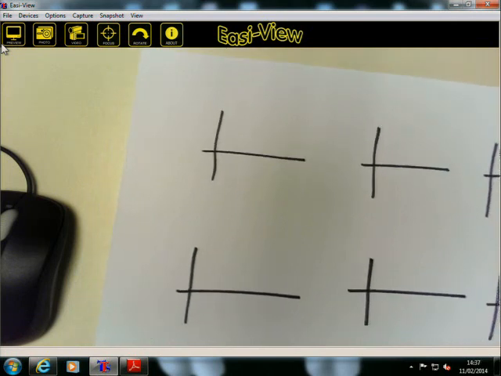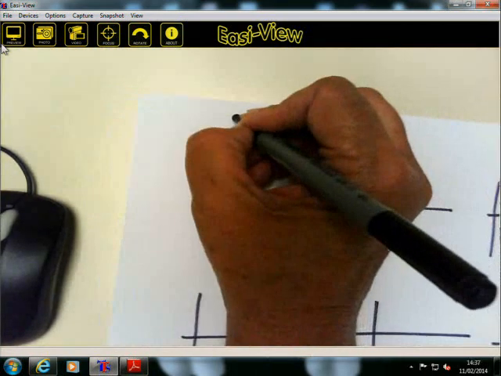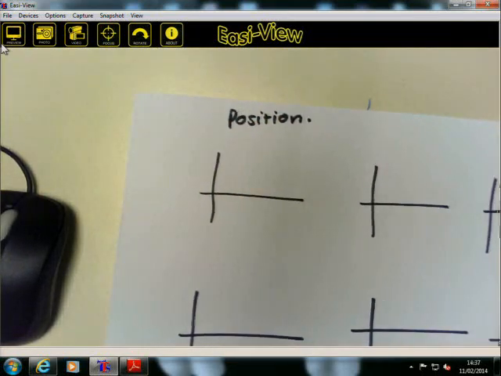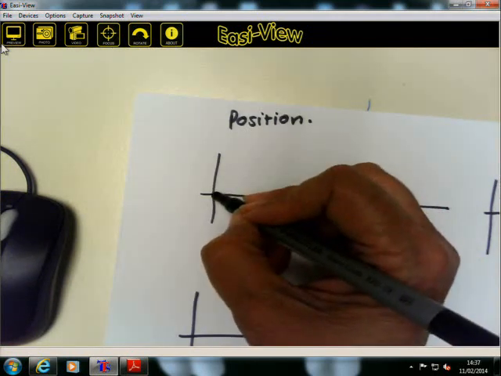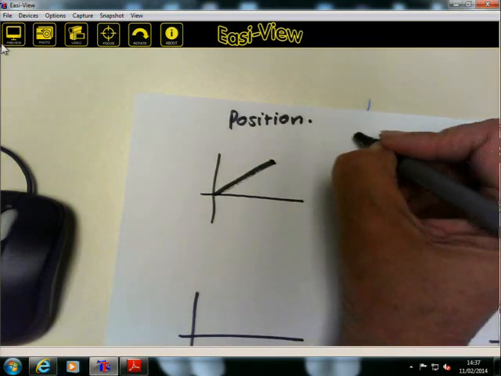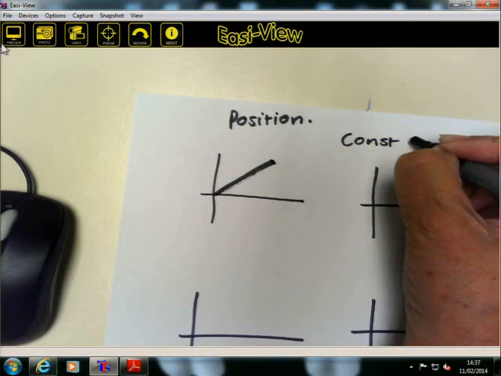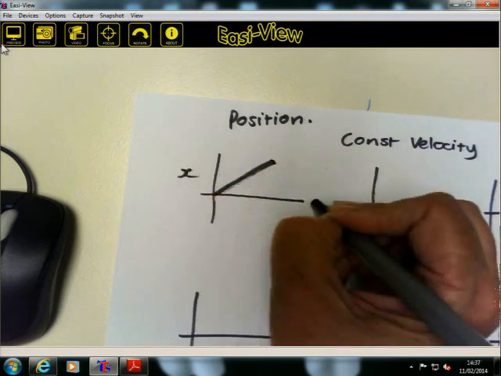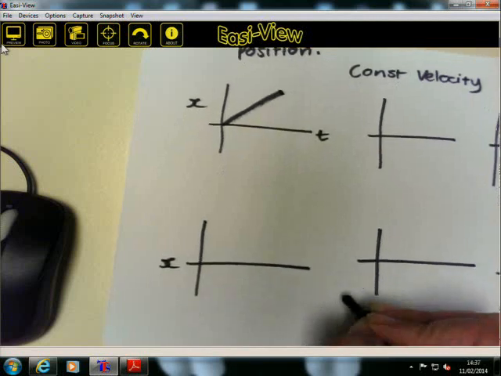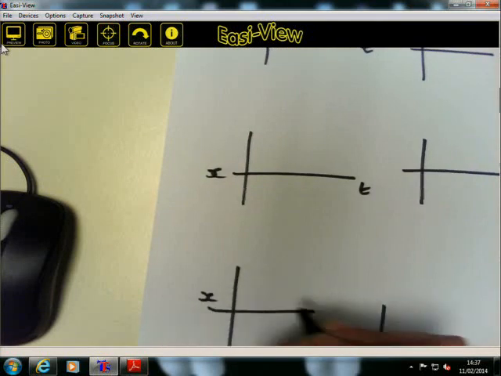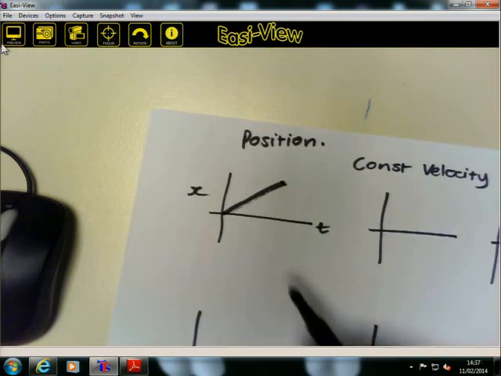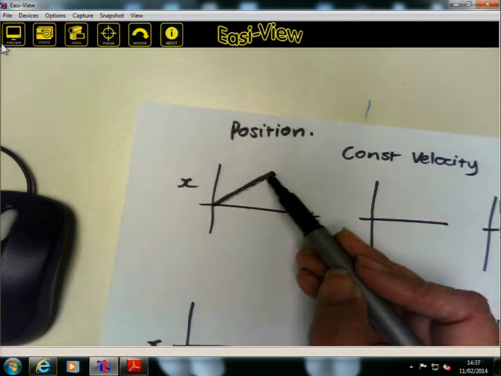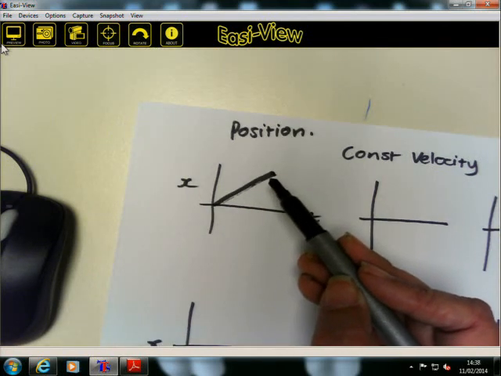So let's quickly have a look at a displacement time graph, or a position time graph. They said to us that if we have a straight line, it means it is constant velocity. Remember, this is position, time, position, time, position, time. So a straight line like that means that the velocity is constant.